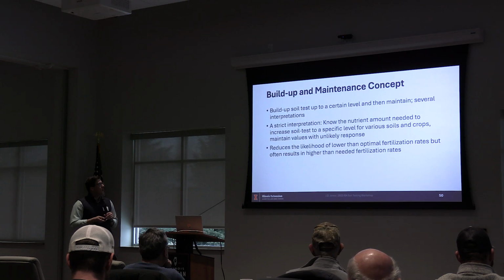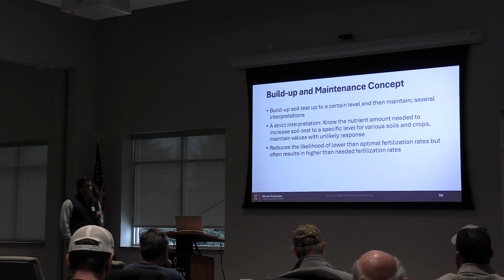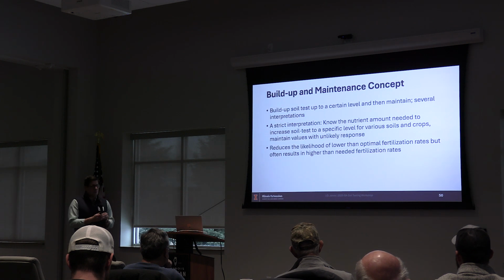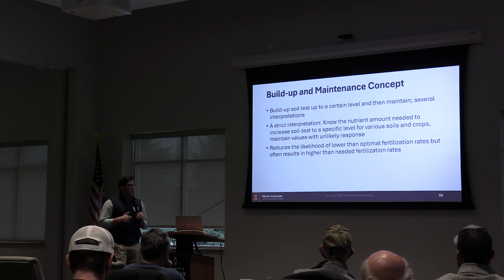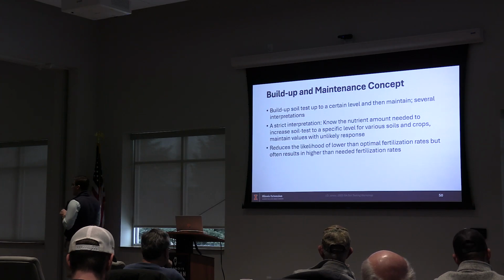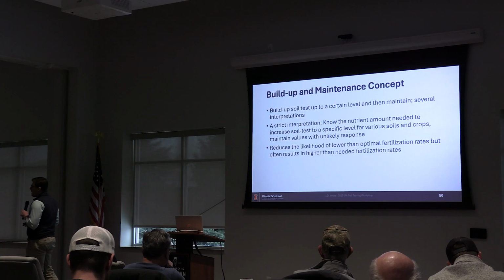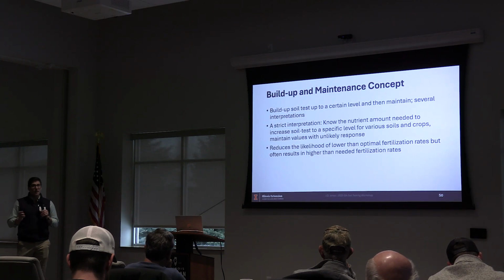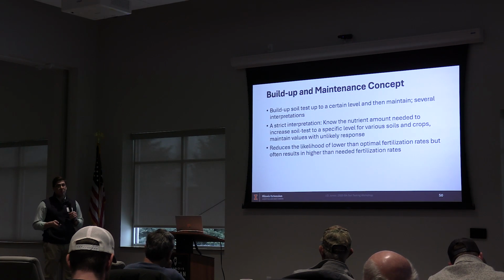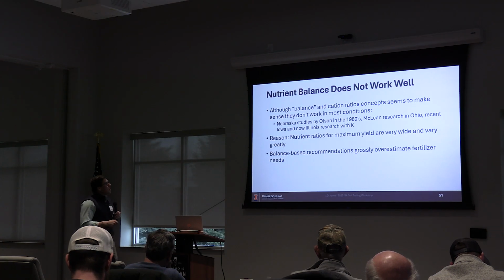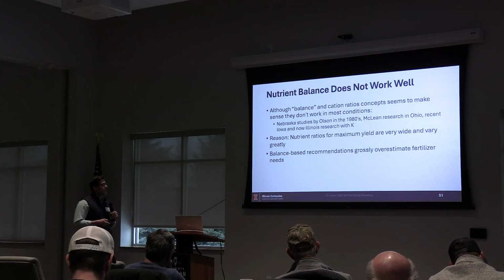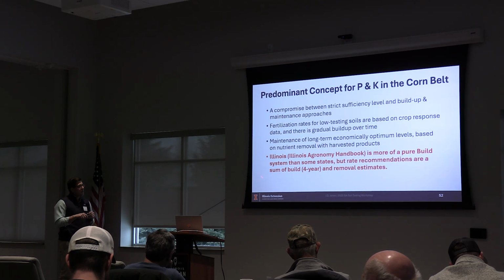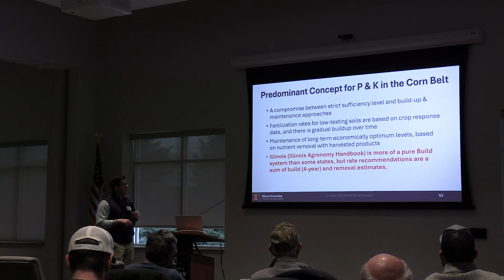But what we use in Illinois is a fairly traditional build and maintain concept, at least the way the recommendations are offered right now. And that kind of strict interpretation is there's a nutrient amount that we need to build up to, we maintain that level, and then that's essentially maintained through replacing removal, assuming that the relationship between our soil test change and removal is what we expect it to be. I talked about nutrient balances and how they don't really work because of the unit of a soil test and what that really means. But again, this is kind of the prominent concept across the Corn Belt, and what we use in Illinois is related to this build and maintain philosophy.